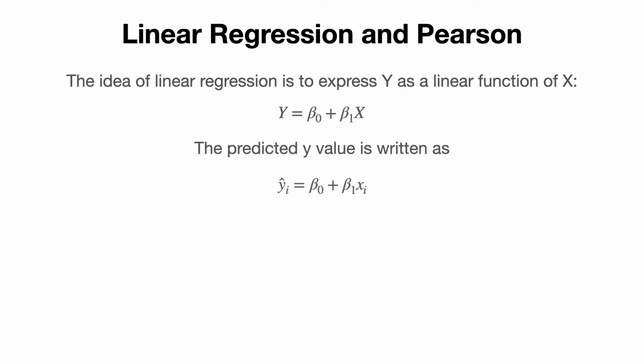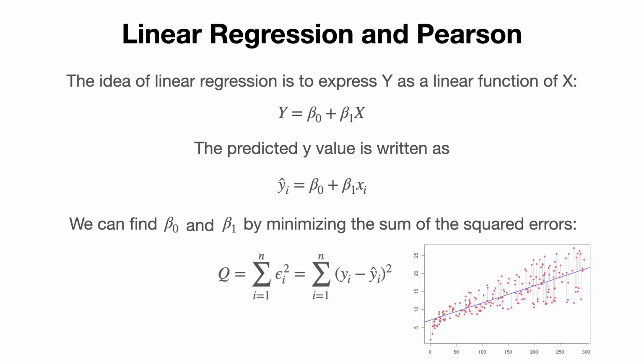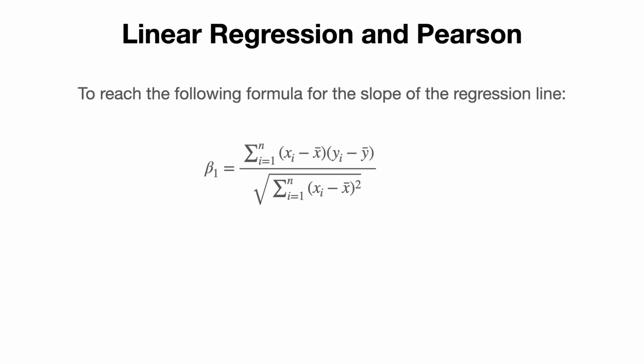As I was saying, we have this idea of expressing y as a linear function of x. So then we can predict: if we have an x value, we can predict y. And the idea of how we find the betas, which are the intercept and the slope, is essentially by minimizing the error, the sum of squared errors between the data points and the line, and that's how we get these linear regression coefficients.